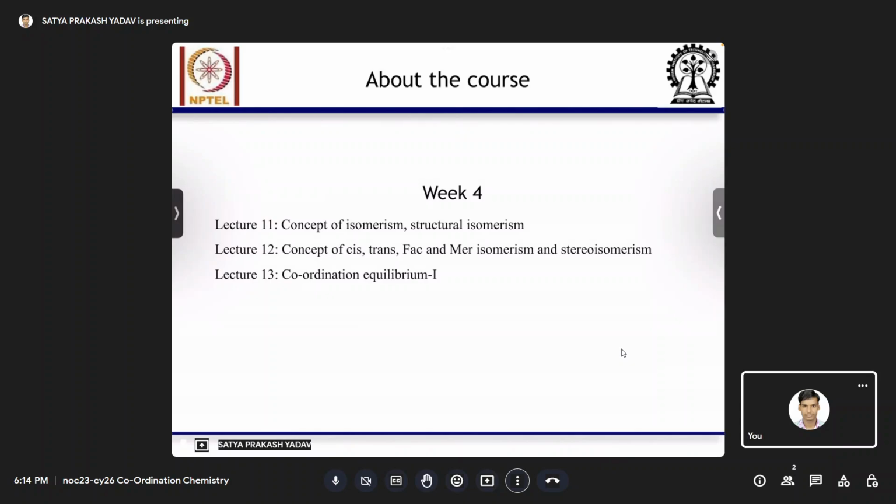So if you go to the class lectures, in lecture 11, professor has discussed the concept of isomerism and structural isomerism. In lecture number 12, he has discussed in detail the concept of cis-trans isomerism, facial and meridional isomerism, and stereoisomerism. And in lecture number 13, he had discussed the different kinds of coordination equilibria, what are the stepwise formation constants and what is the overall formation constant.